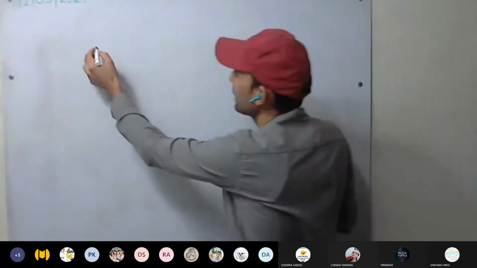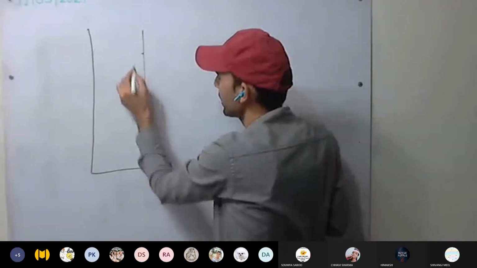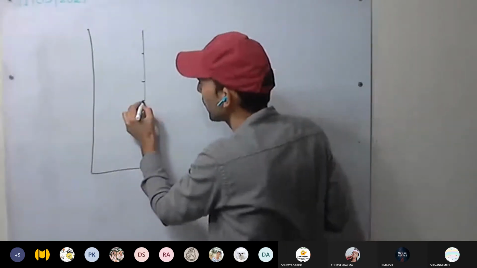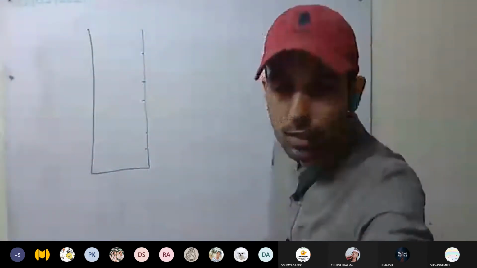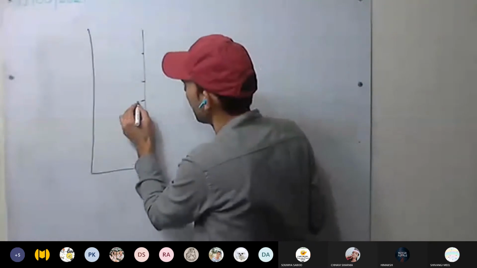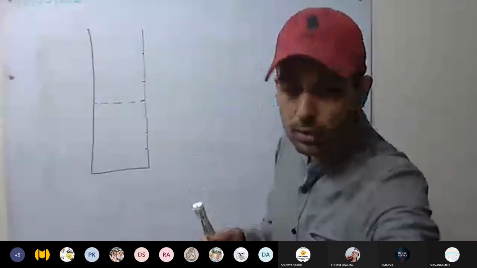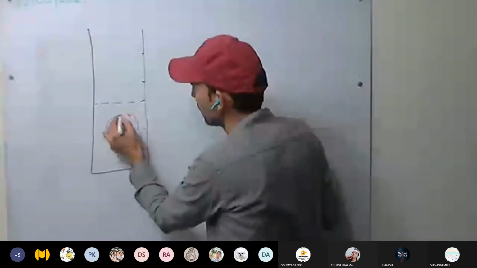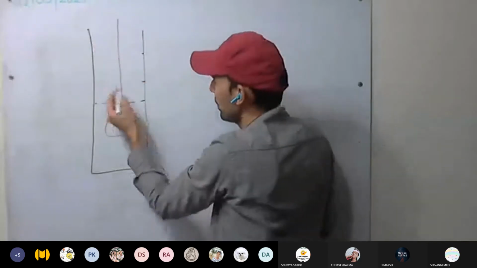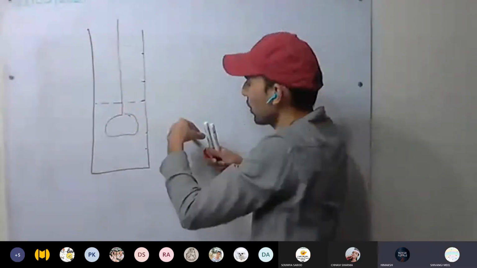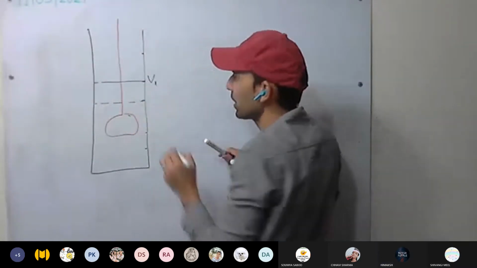This time, take the measuring cylinder, and the markings are there. Water we have poured up to this level, for example. Initially, water we have poured up to this level. Now we tie the stone to the string, I'm using red, and immerse it inside the water. What will happen to the water level? As we are immersing it, the water level rises to this volume.